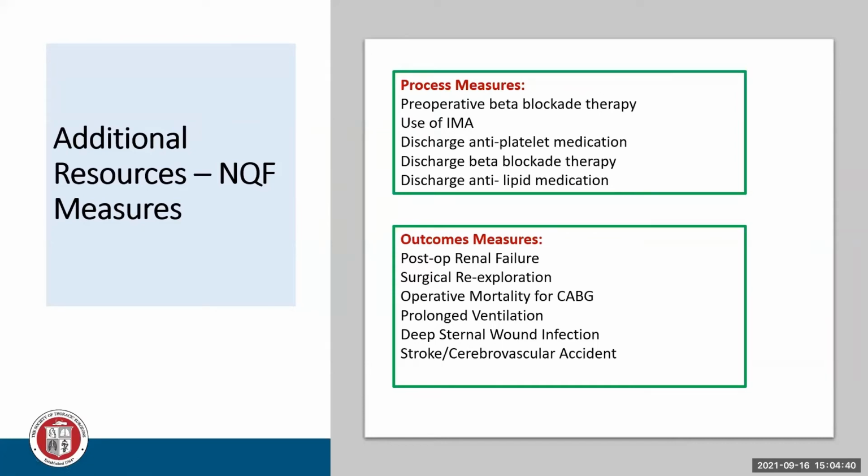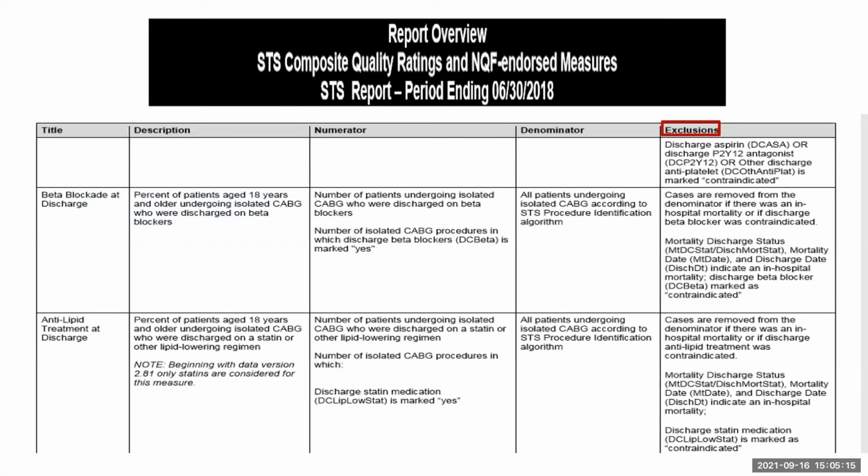So another really good resource under the same version 4.2 documents is the National Quality Forum Measures. And basically, this is the process measures, the outcome measures. For example, pre-op beta blocker use, your IMA, discharge antiplatelets, and then outcome measures like renal failure and surgical reexploration. So it's included as a resource, and it's a wonderful resource. But I want to show you how to read it a little bit.